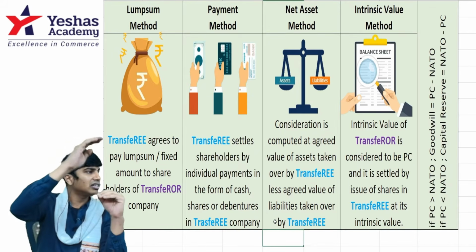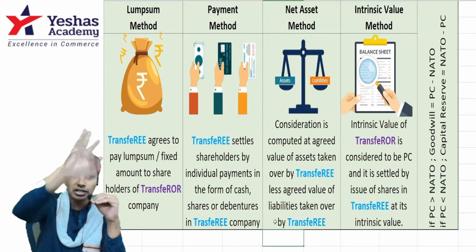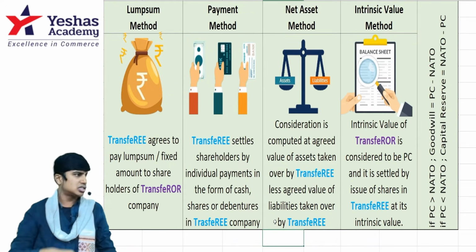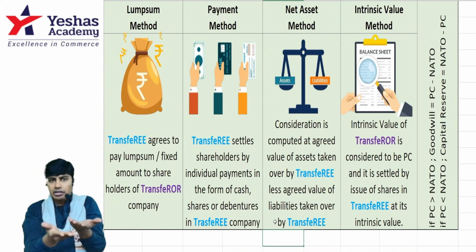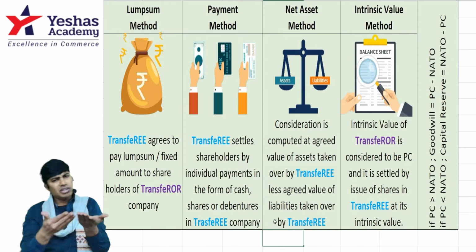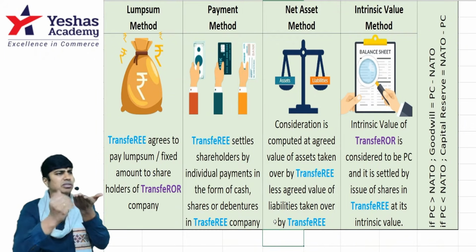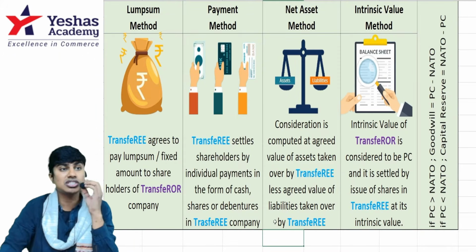We find the net agreed value of the assets taken over minus the agreed value of the liabilities taken over. We get the net asset value of that company. To this, if we add goodwill, as mutually agreed, it will become PC. Or we can deduct capital reserve also. We can pay something more than that, or we can pay something less than that. That will make us identify the purchase consideration.